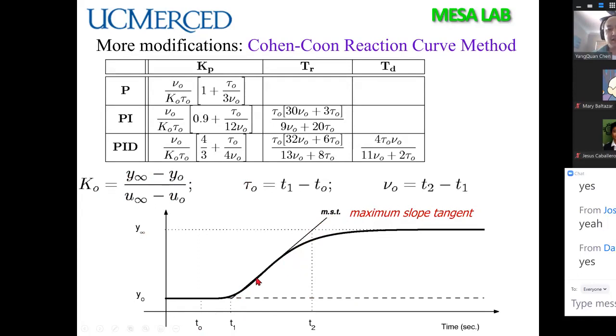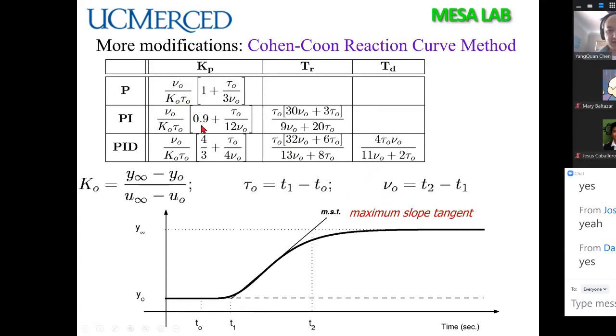MST, as usual. Then I think we also have this section, T2, where T2 minus T1 is V0. Then you just put it into this equation. All right? So don't ask me why or how they came up with these magic equations.